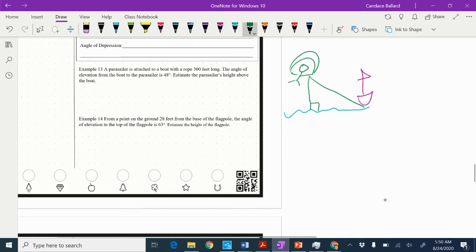So the rope is 300 feet long, and the angle of elevation, the angle up from the water to the boat, is 48 degrees. We are supposed to find the height of the parasailer above the boat, so we're looking at that value right there. In SOHCAHTOA world, if this is my reference angle, this is opposite, and since this is across from the right angle, this is the hypotenuse. So that is the SO part of SOHCAHTOA: sine equals opposite over hypotenuse. So the sine of 48 equals x over 300, and I'm going to multiply both sides by 300.